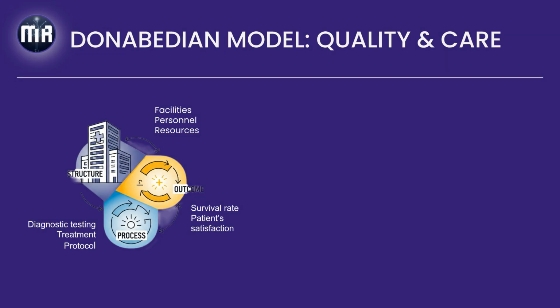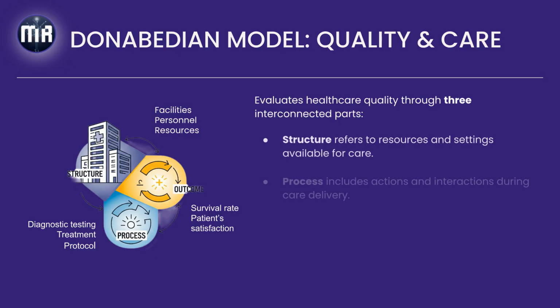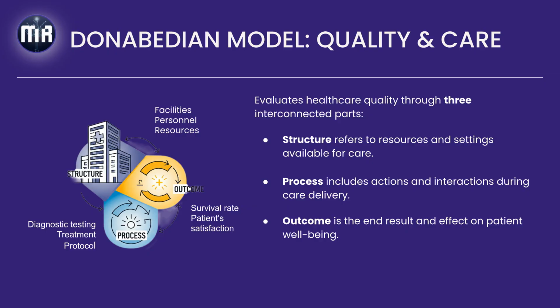The Donabedian model is a simple but powerful way to evaluate healthcare quality. Developed by Avedis Donabedian, a physician and researcher, it breaks quality into three parts: structure, process, and outcome. Think of it like baking a cake. Structure is the ingredients and tools. In healthcare, that's hospitals, staff training, and equipment.